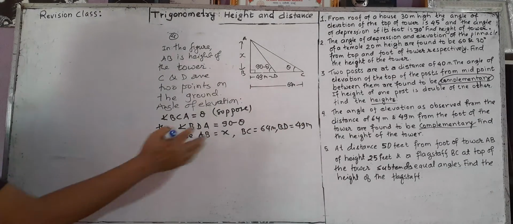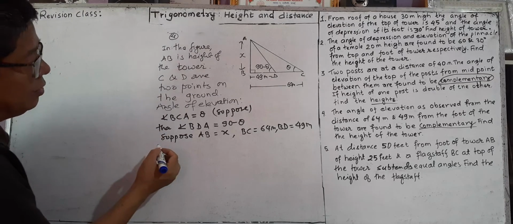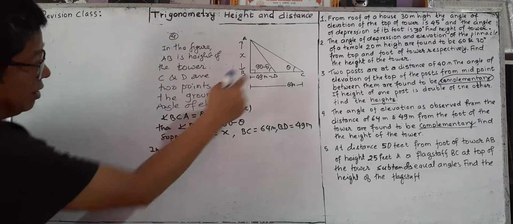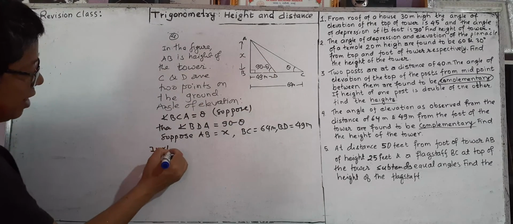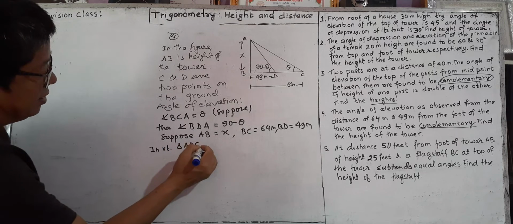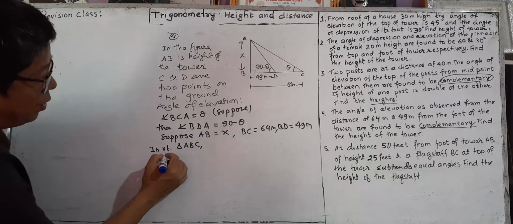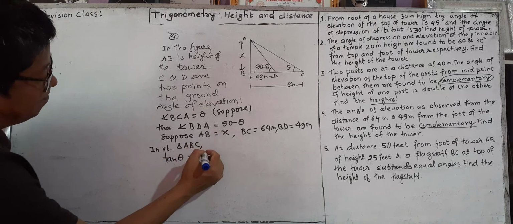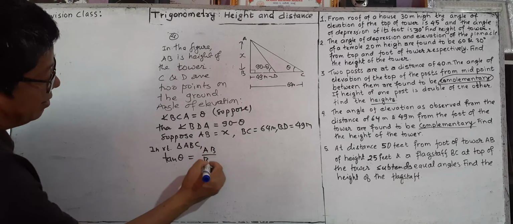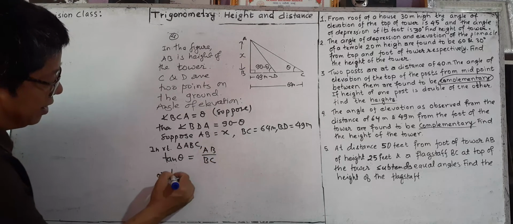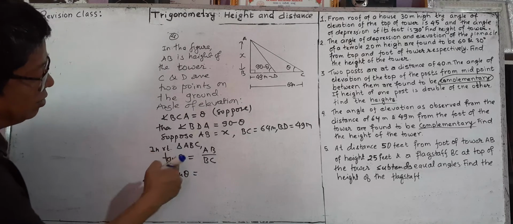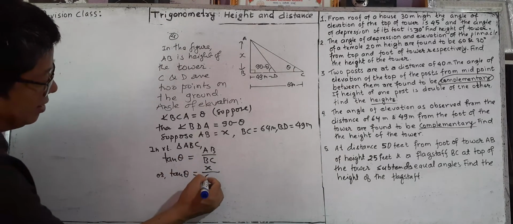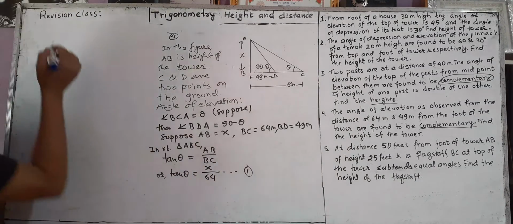Okay. So after this, now we start to use the trigonometric ratio of tan. Starting from the right triangle having angle theta, in right triangle ABC, we have tan theta equals AB by BC. The value of theta is unknown. The value of AB we suppose x, and BC is 64. Let it be equation I.